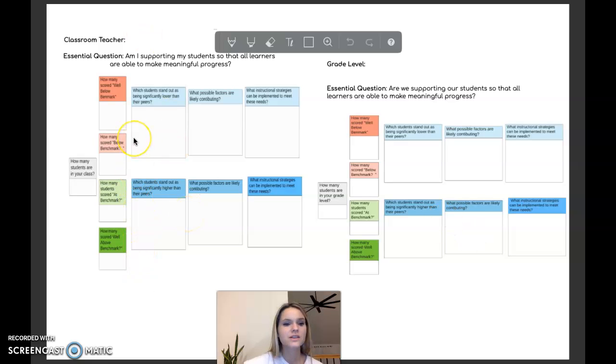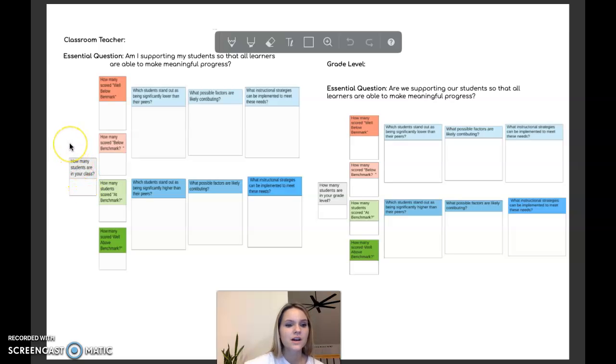First page is for the classroom teacher to use individually, and the essential question here is, am I supporting my students so that all learners are able to make meaningful progress? For this one, my focus was differentiation. It's just kind of how my mind is geared towards thinking with elementary students.